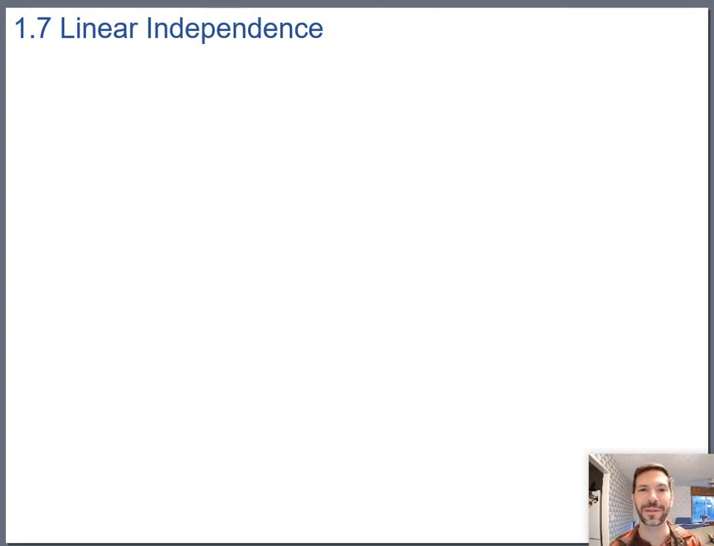In section 1.7, we're going to introduce the idea of linear independence. This is actually a pretty big idea in linear algebra. It's one we're going to refer to pretty frequently throughout the rest of the quarter. And for such a big idea, you're going to find it's really an idea that we already know, just wrapped up in some new language. So let's take a look at what's going on here with the idea of linear independence.